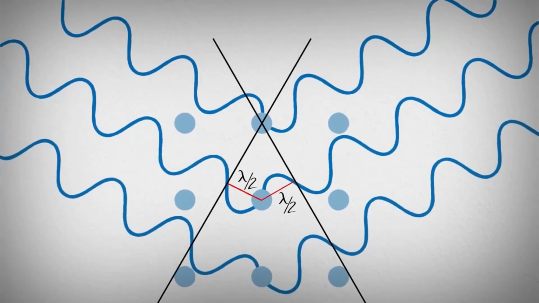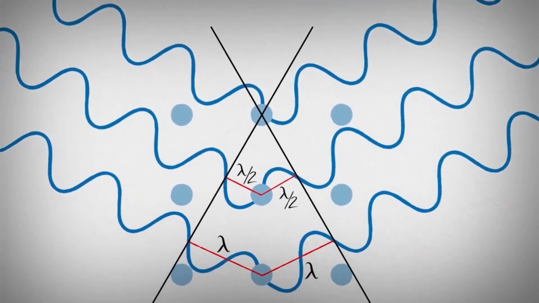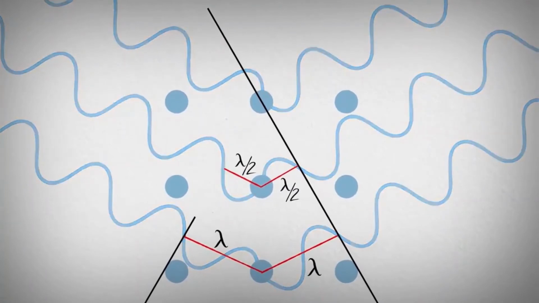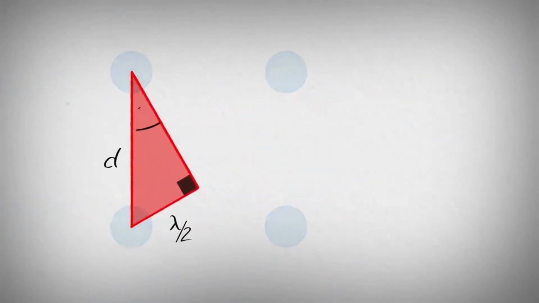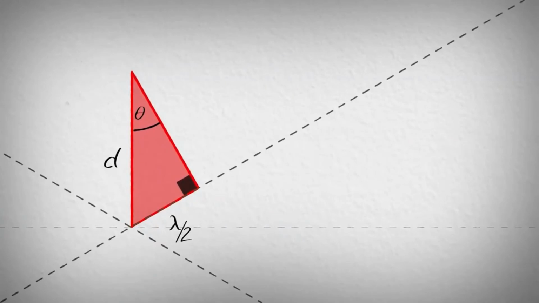In the case of the next X-ray, 1 wavelength is traveled on both the incident and the scattered side, resulting in 2 wavelengths. This reinforcement occurs throughout the crystal. The exact angle at which diffraction occurs can be determined from the red triangle. The angle at the top is theta, half the angle between the incident and scattered beams.